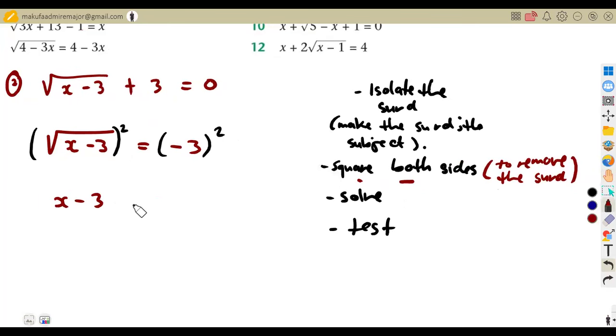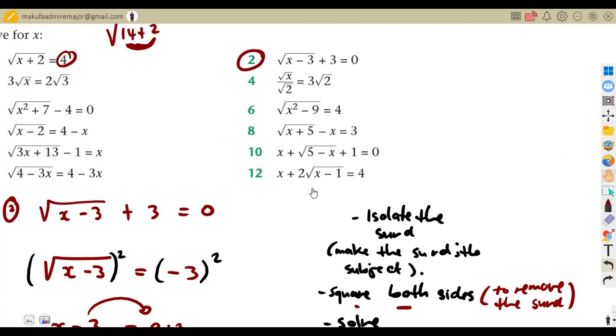Like I said, minus 3 squared is a positive 9. Then we can transpose the negative to this side, and it becomes a positive 3. So x gives us 12. If x is 12, does this satisfy this equation? Are we going to obtain a 0? If we substitute 12 here, we have the square root of 12 minus 3, and whatever we obtain, we add 3. Are we going to obtain 0 in that condition?